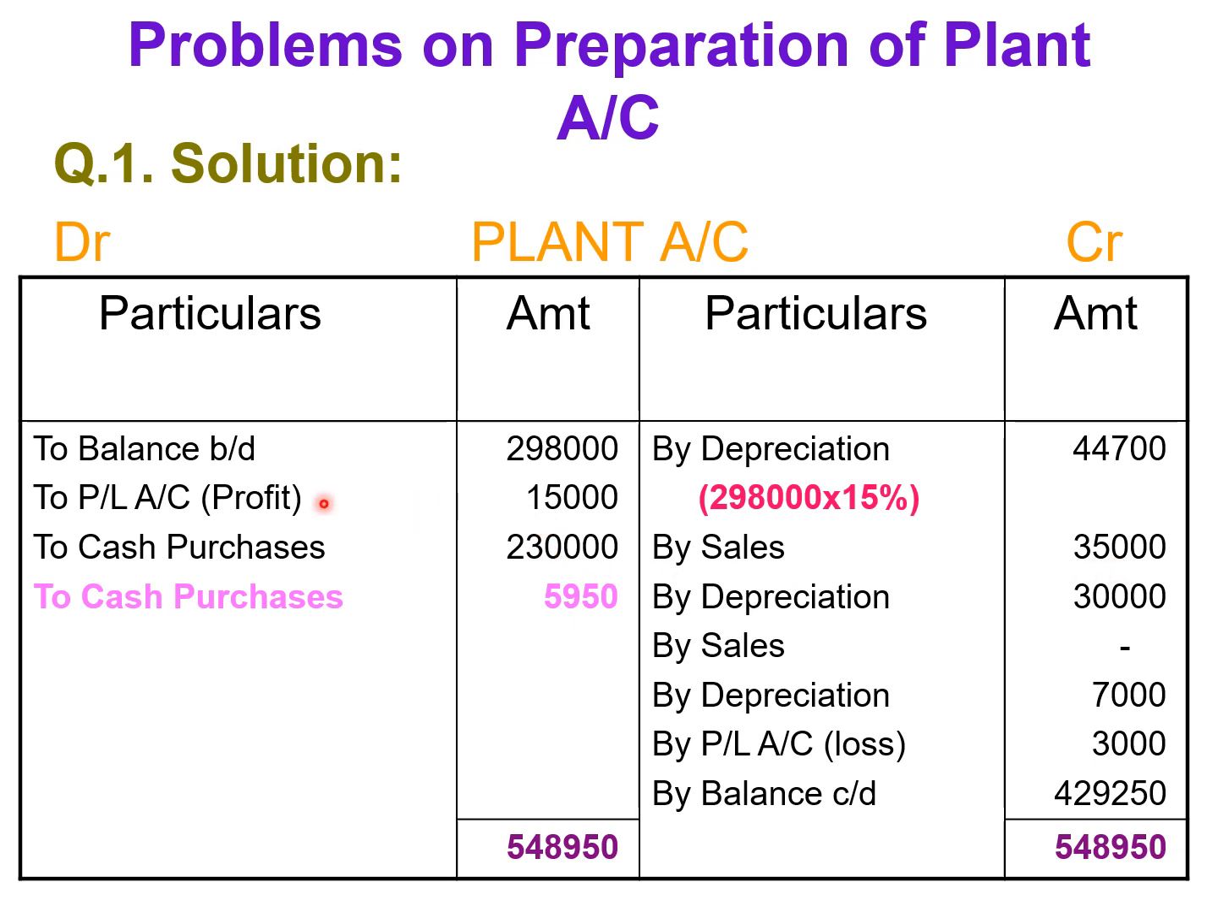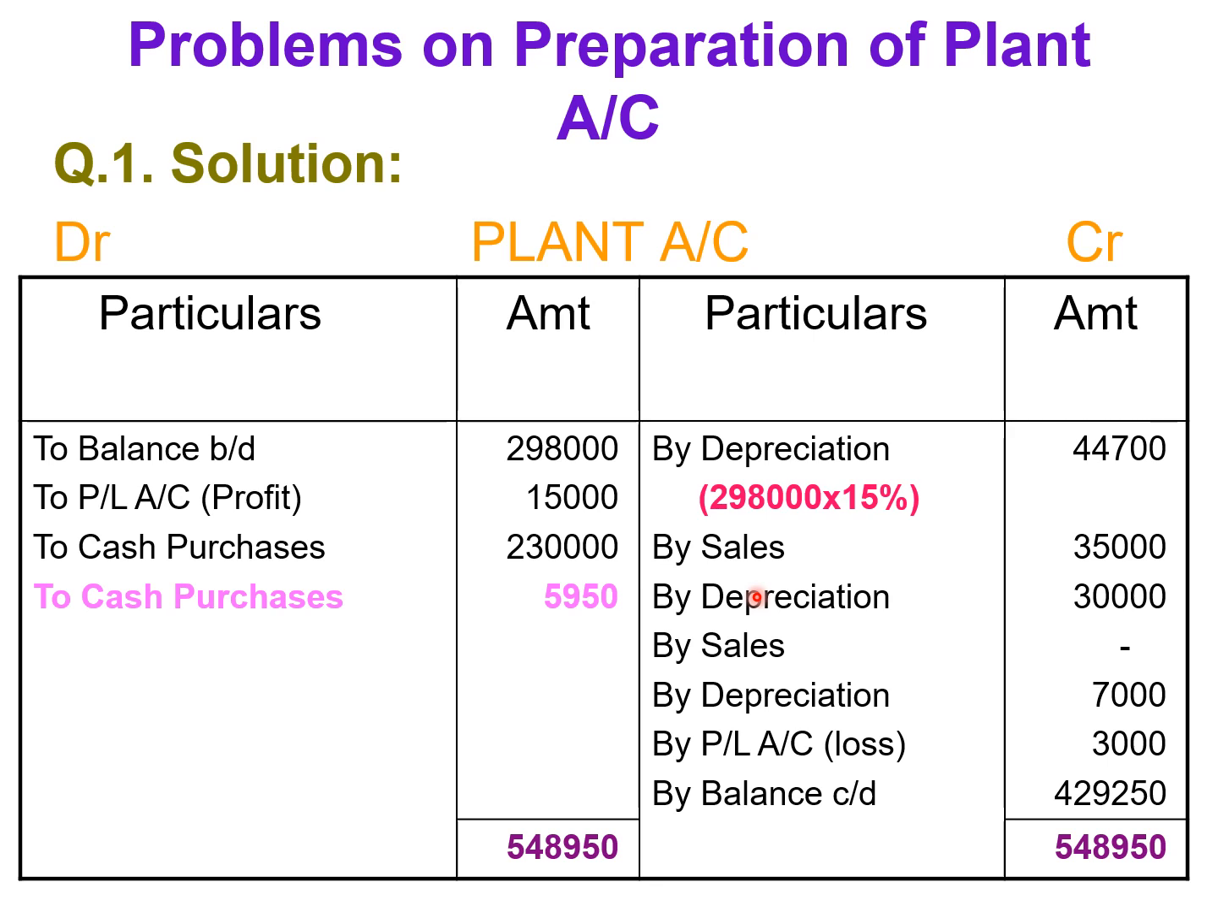Why is profit recorded on the debit side? Because in profit and loss account it will be recorded on the credit side. So in P&L account it will be recorded on the credit side, credit all incomes and gains, but here it will be recorded on the debit side. So students, 35,000, 30,000, 15,000. These 3 are related to point number 4.